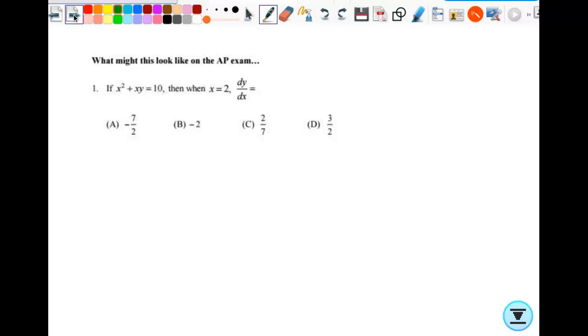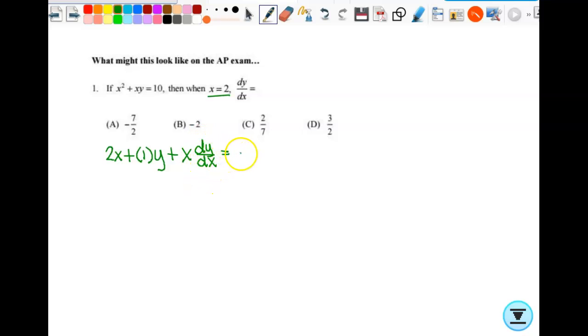All right, so let's find this derivative, dy dx. And look, it says when x equals 2. Pay attention to that before you start. So I'm going to take the derivative here. So I have 2x plus, what do I have to do here? Which rule? Product rule. Okay, so I take the derivative of the first, which is 1, times the second, which is y, plus the first times the derivative of the second.